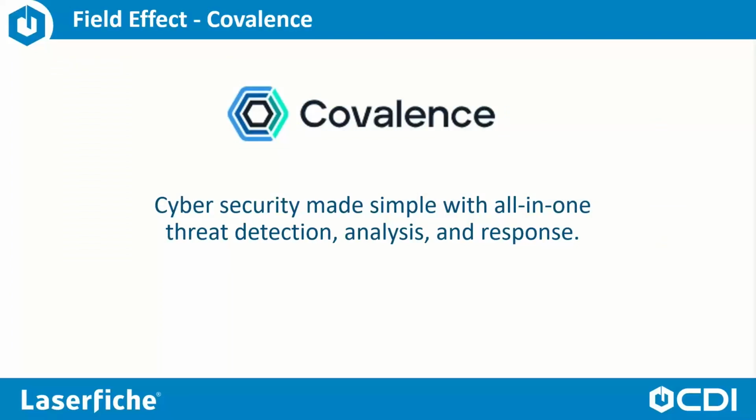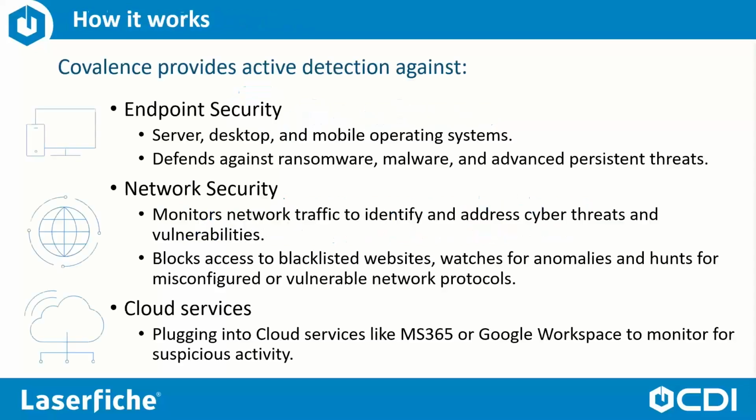It's one of the most sophisticated cyber threat monitoring tools out there, and it's made simple for every organization, and it's scalable to every size organization as well. Covalence provides active detection against devices, IT network activity, and cloud services, no matter where they are across the world. When a threat is detected, the proprietary ARO reporting built by Field Effect provides notification and transparency on the threat and recommends steps for resolution.